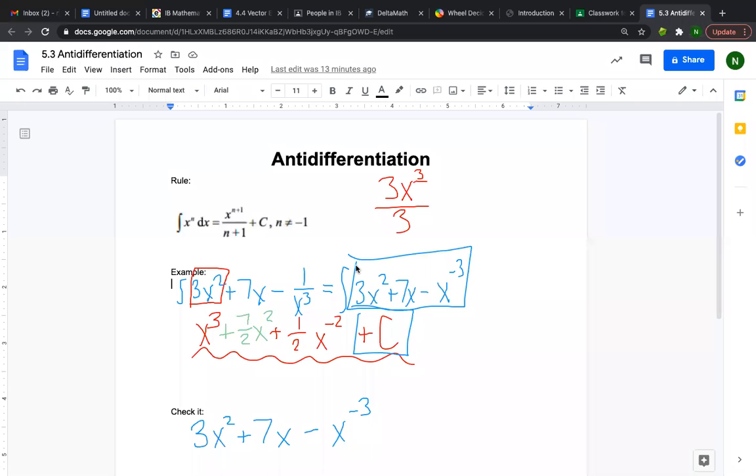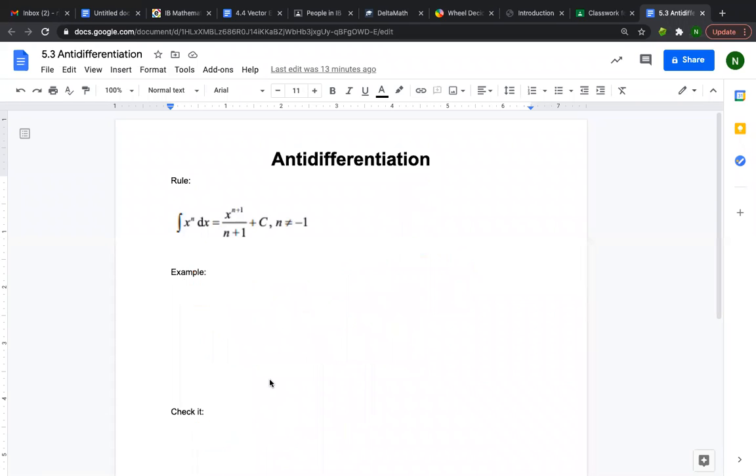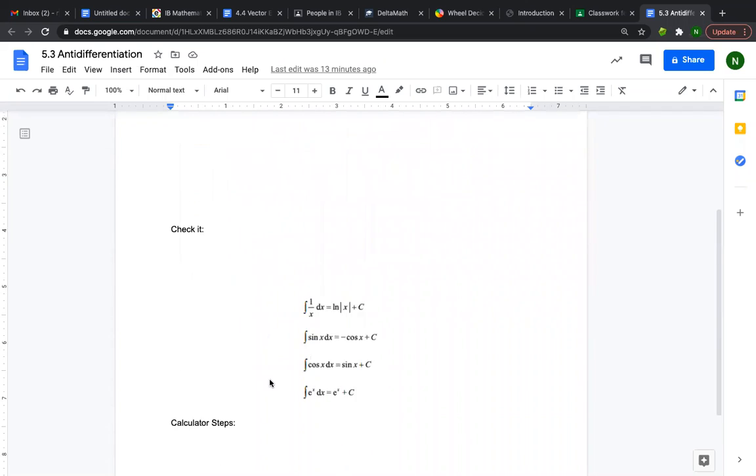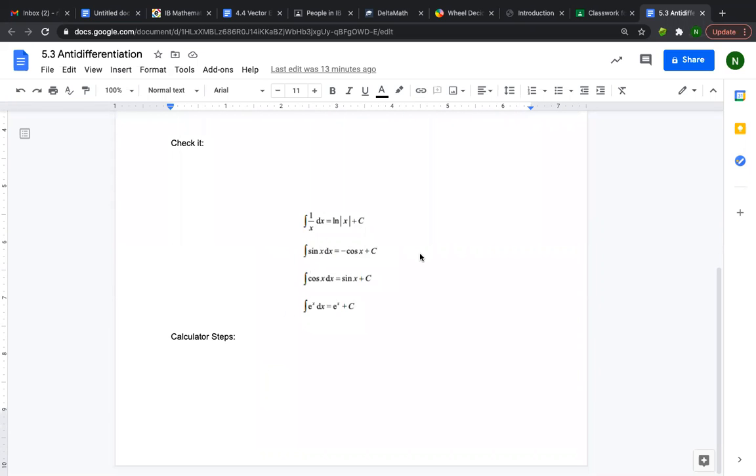Sorry. Moving on from there, maybe if I can erase my work. There we go. Here are a couple of extra ones for you to remember. Again, it's just the opposite of the derivatives. So if you know your derivatives, you should know your integrals. But these are the ones that are on your formula sheet. Just keep them in mind.